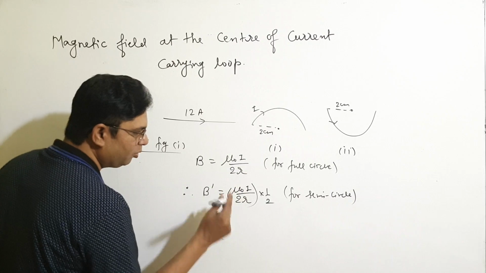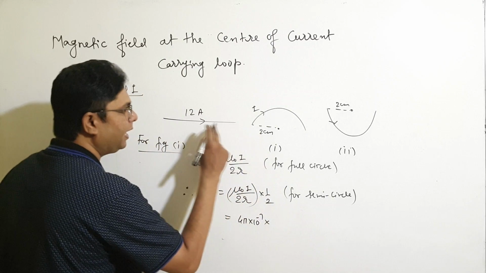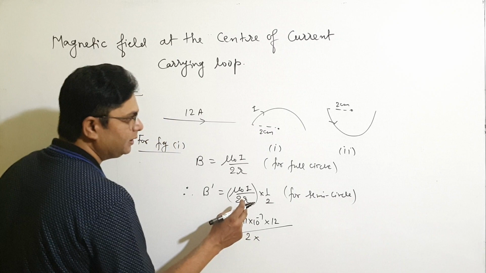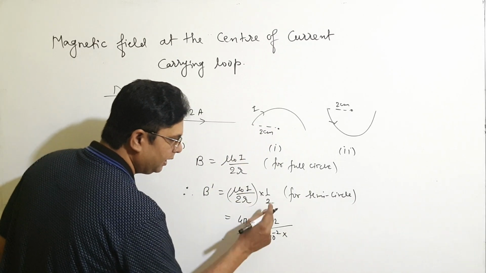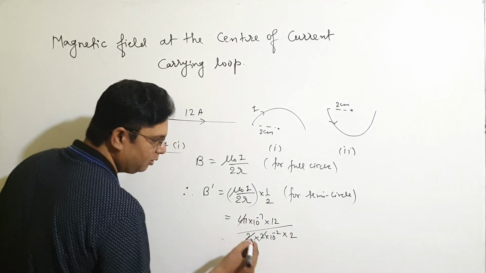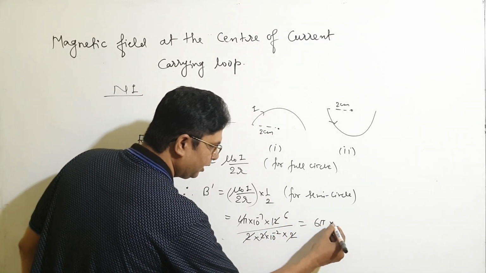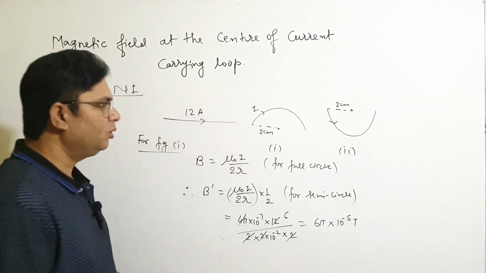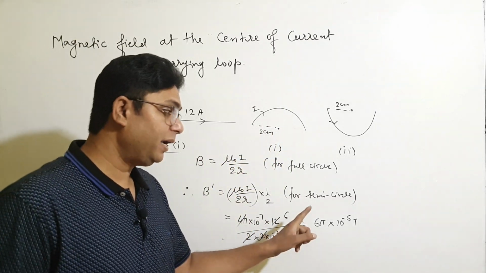What is the value of mu naught? Mu naught is 4 pi 10 to the power minus 7. What is I? I is 12 ampere, right, here 12. And here you have 2. What is r? r is 2 centimeter. So 2 into 10 to the power minus 2 is here, and this is 2. Now cancel this, 2, 2. So it will cancel out. Cancel this, you have 6. So you have 6 pi into 10 to the power minus 5 Tesla. So in both the cases, the magnetic field magnitude will be the same, that is 6 pi 10 to the power minus 5 Tesla.